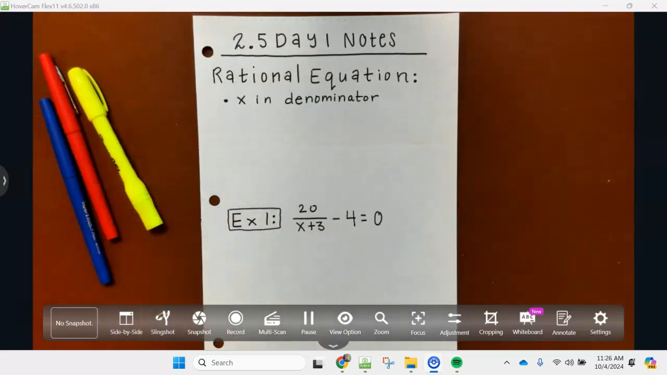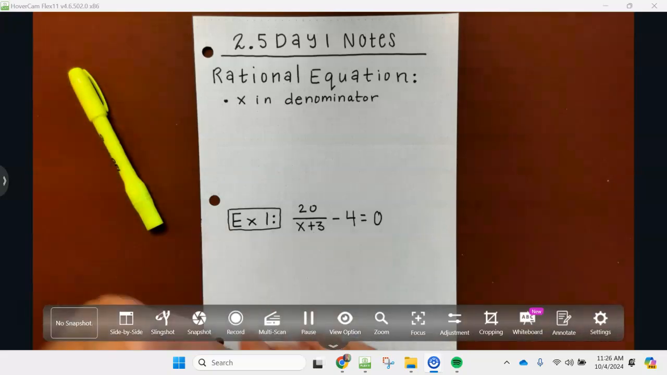Okay, here we go. 2.5 day 1 notes. Remember, this is going to be for a grade, so take good notes. Not too many. I think we're only going to do 4.